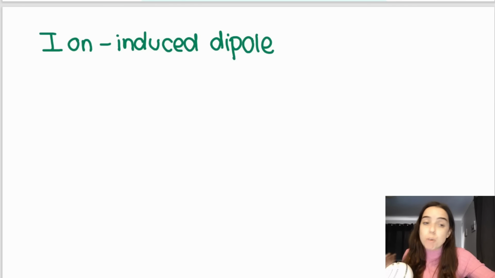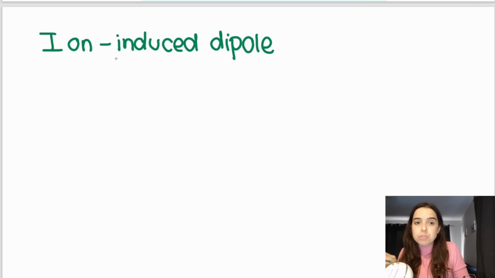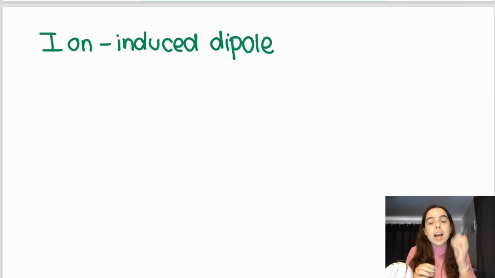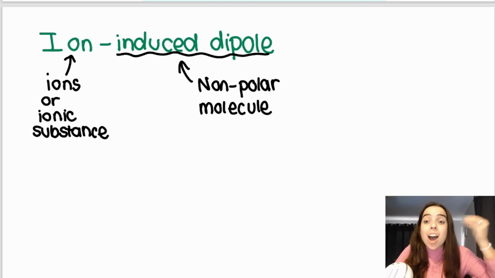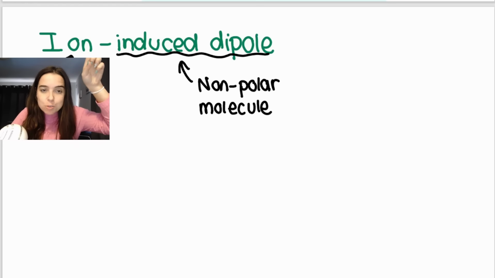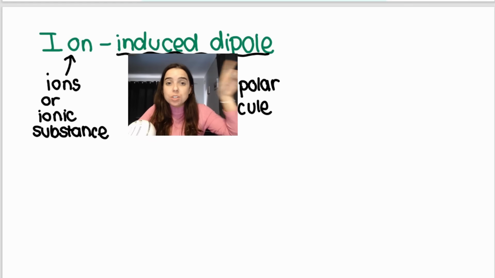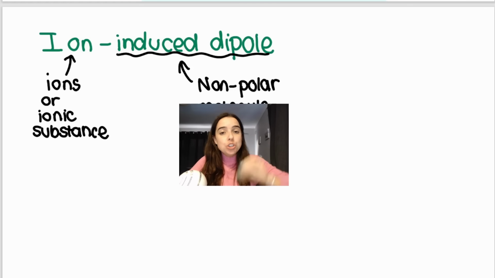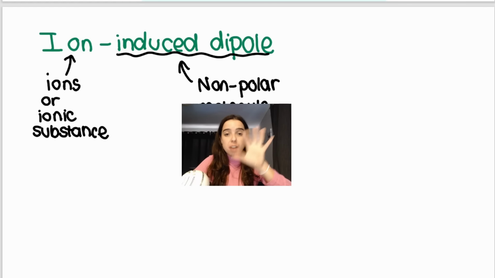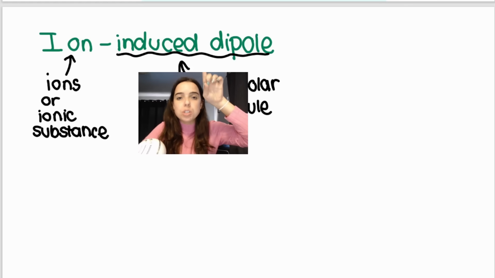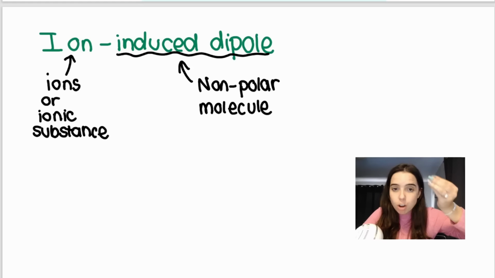The second type of force is called an ion-induced dipole. So what makes it different from the first is the word induced, and I'll explain what that means now. But ion-induced dipole takes place between an ion or an ionic substance, that's where the ion comes from, and a non-polar molecule, which is where induced dipole comes from. As soon as you see dipole, just dipole, then think polar molecule. If you see induced dipole, I want you to think non-polar molecule.